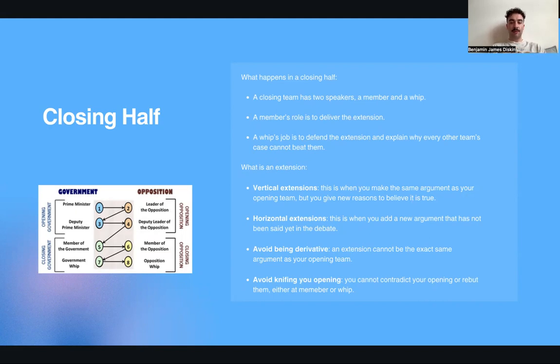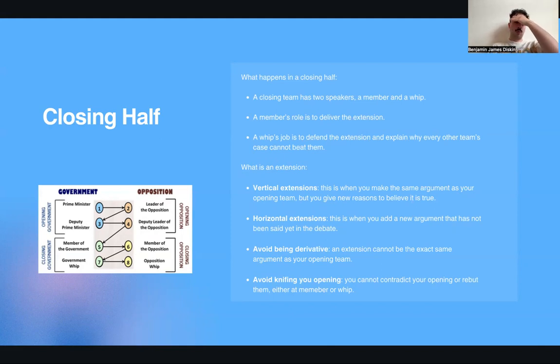Now, importantly, government whip speakers don't have an obligation to defend their opening team's material. That's because you're still competing against them. Just because you're on the same side or on the same bench doesn't mean that you need to defend your opening's material. All you have to do is not directly contradict it.